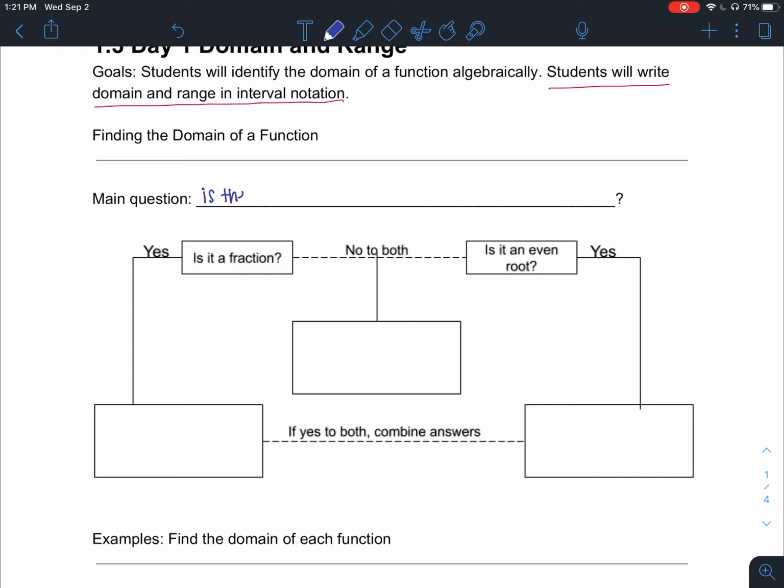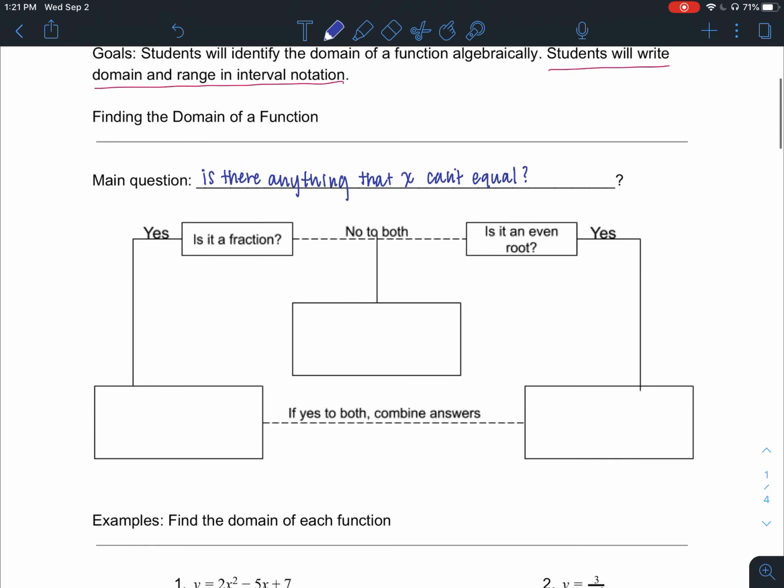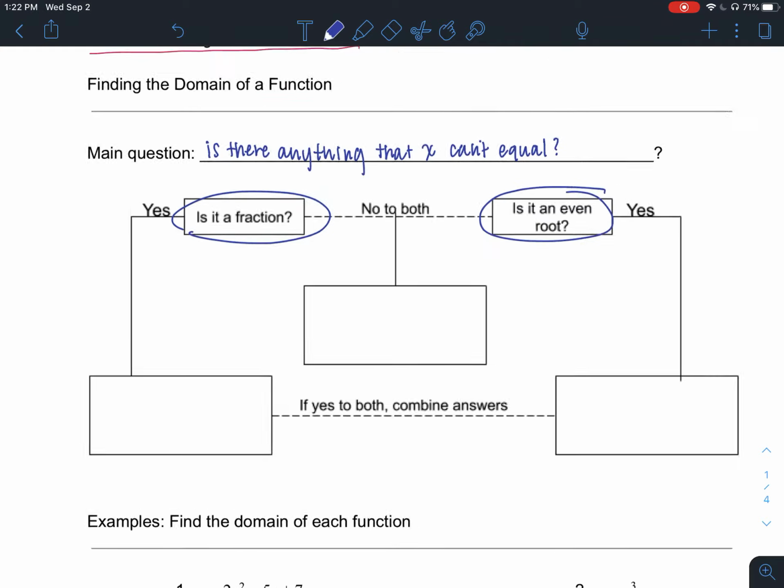Is there anything that x can't equal? Sorry, a question mark there, but I don't even care. All right, so from there we have two questions. Is it a fraction, and is it an even root? I'm always going to ask myself those two questions when I'm asked to find the domain.